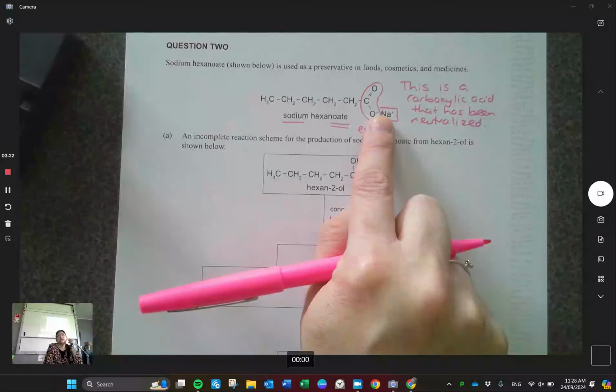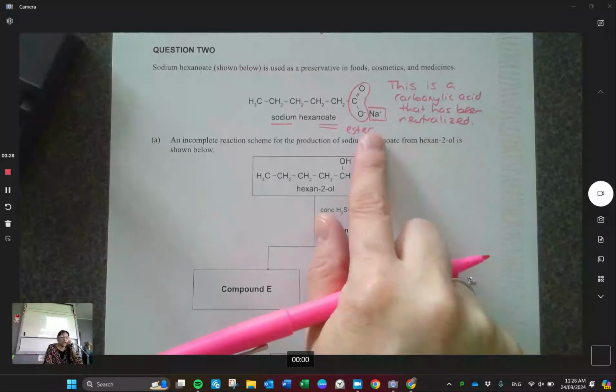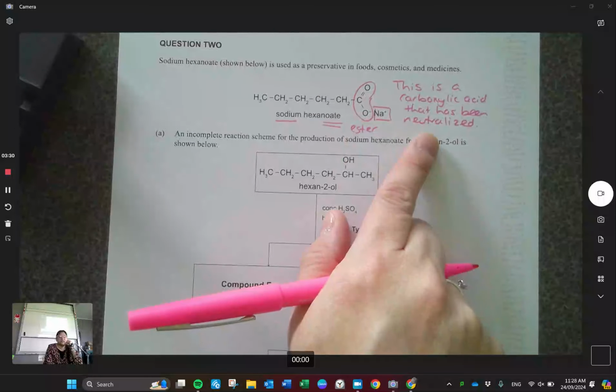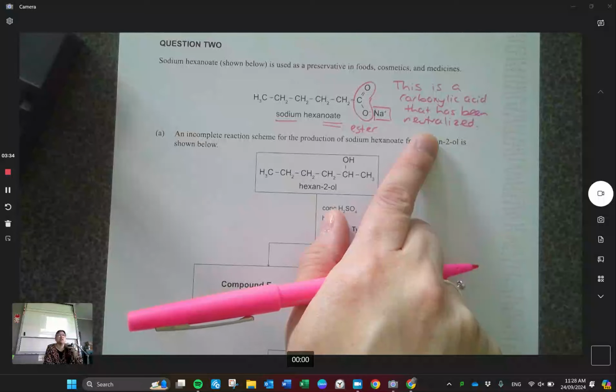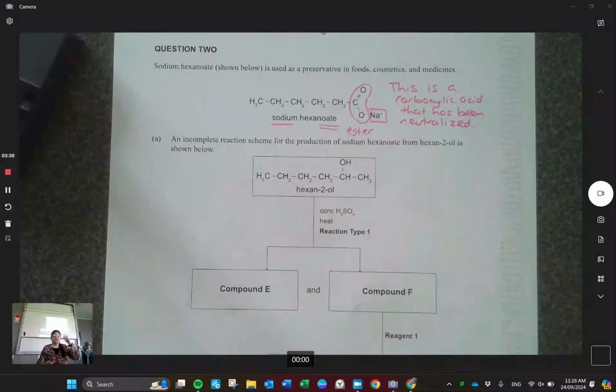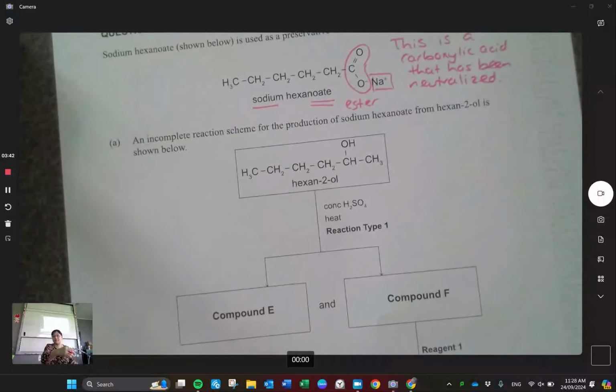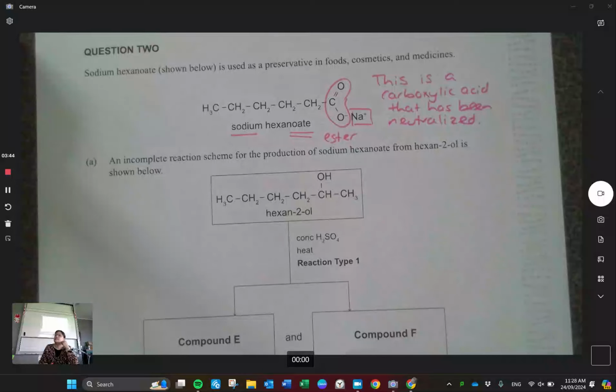I want to show you this nasty question because I don't like it. But just in case you see something like this, it's just a carboxylic acid that has been neutralized. Remember, when we neutralize something, we take the hydrogen ions off of it. So we took the hydrogen off of that. So don't freak out if you see that. Okie doke?